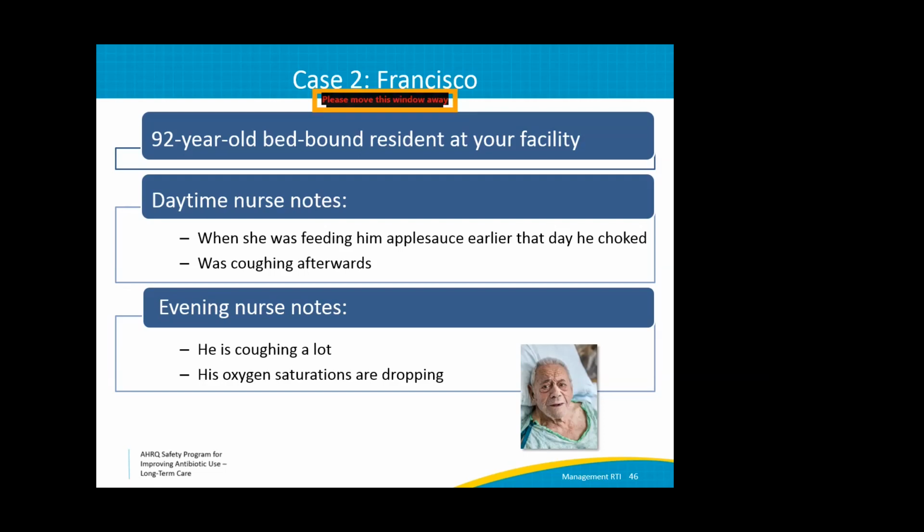So his daytime nurse notes that when she was feeding him some applesauce earlier in the day, he choked while he was trying to swallow, and afterwards he was coughing a lot. And then later in the evening, his nurse notes that he's coughing even more, and now his oxygen saturations have been dropping. She's been having to put him on oxygen intermittently.